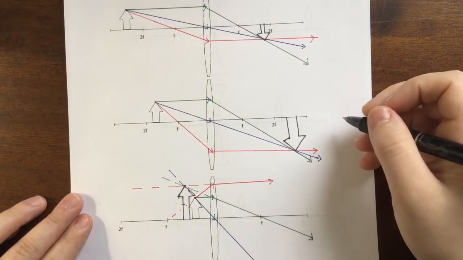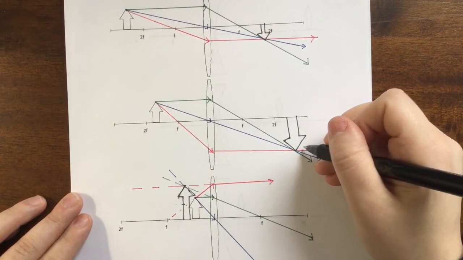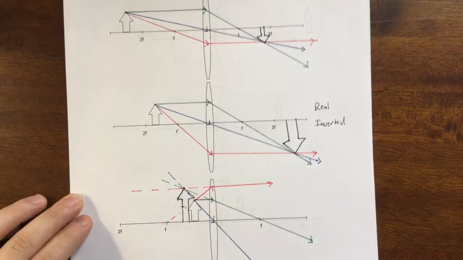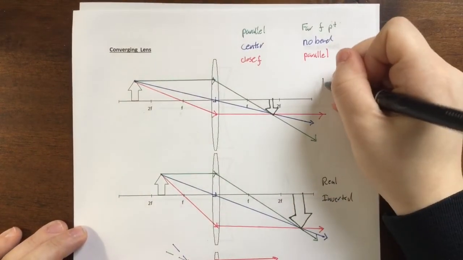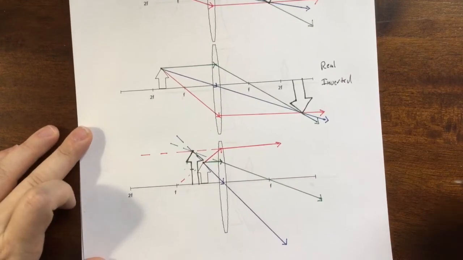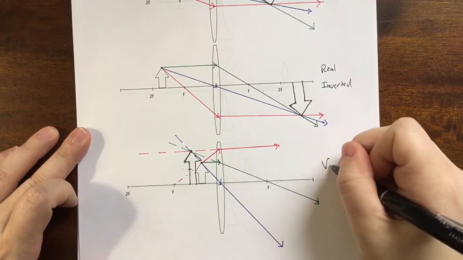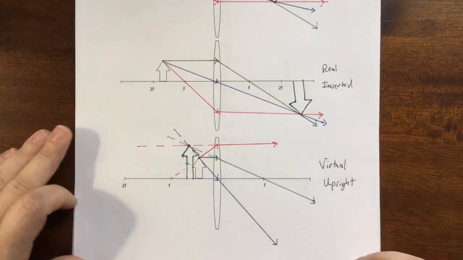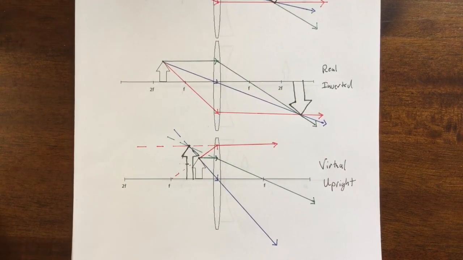This middle one leaves us with a real and inverted image. This first one is also real and inverted. The one at the bottom is virtual and upright. You can tell if it's virtual because that is where the rays diverge after the lens, but you trace them back to meet up at a point on the same side. We can work with some other lenses in the next video.